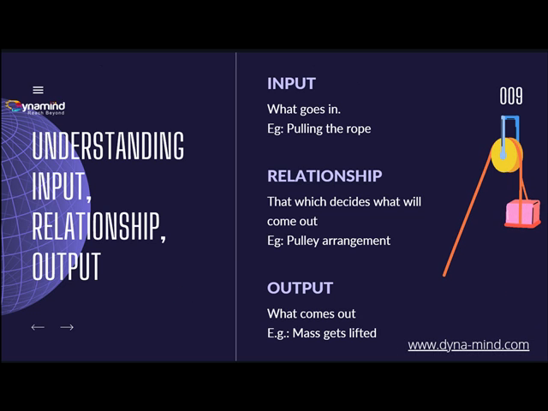For example, if you are pulling a rope, and that rope is connected through a pulley to a mass, so when you pull down, the mass goes up, and when you release the rope, the mass goes down.